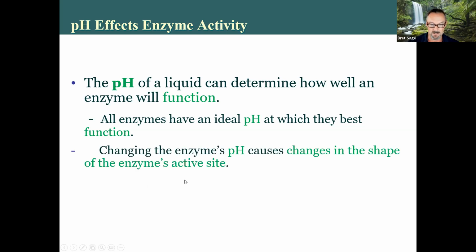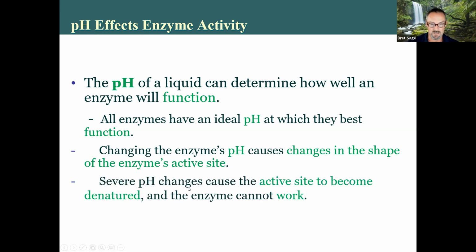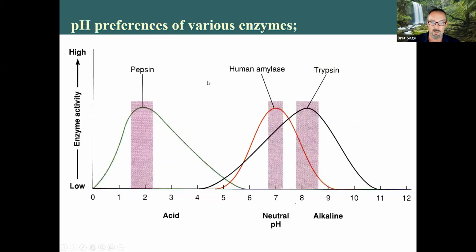Changing the enzyme's pH causes changes in the shape of the enzyme active site. So in the same way that heat can cause the active site to change shape, so can non-ideal pHs. Now, cold does not denature enzymes, it just slows them down. Severe pH changes cause the active site to become denatured, and the enzyme cannot work. It's permanently broken, you could say, and it has to be destroyed and reformed inside the body in order to be functional again.